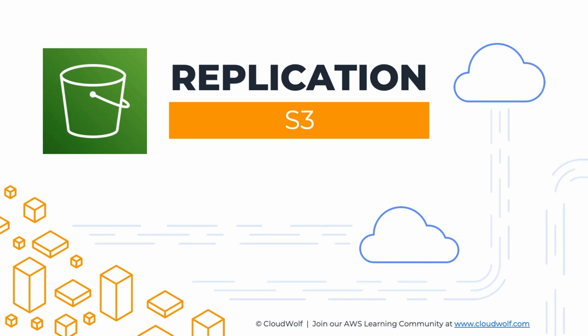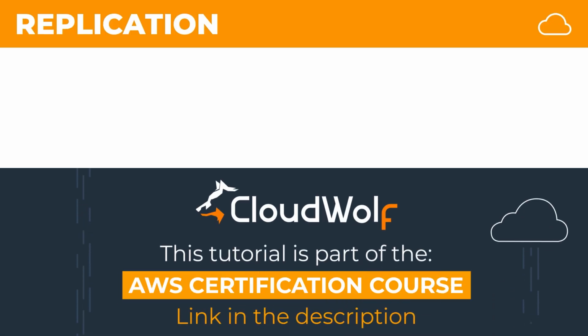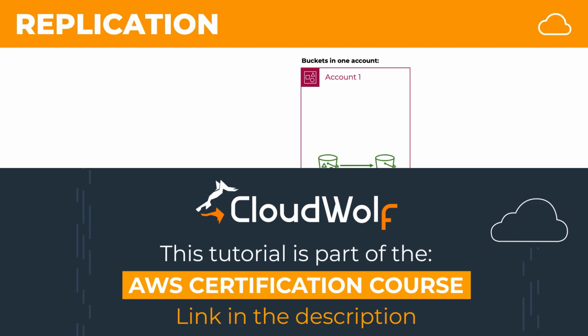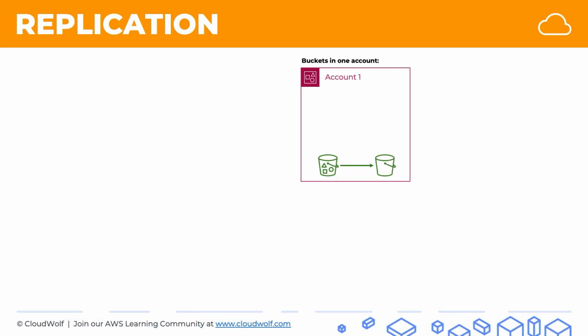Hello and welcome back. Today we're talking about replication in S3. So the first kind of replication we're going to look at is when the buckets are in one account. And effectively this allows you to copy objects from one bucket into another on an ongoing basis. This happens automatically once you've set it up. It happens in the background. You don't need to worry about it.